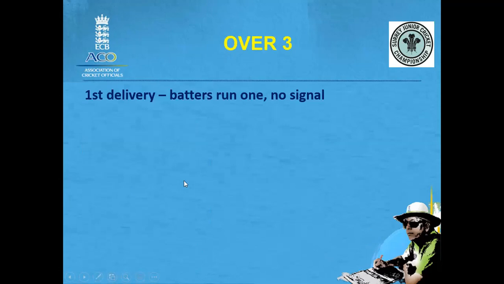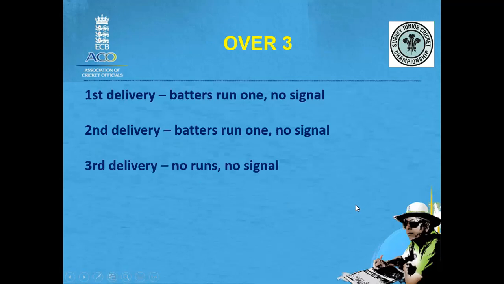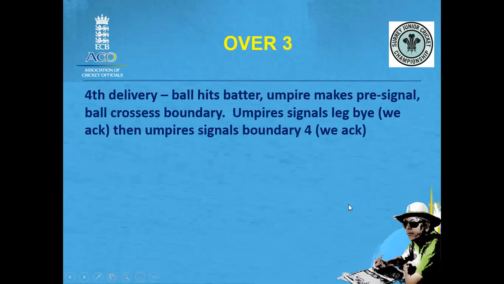Third over, first delivery, batters run 1 and there is no signal. Second delivery, batters run 1 and there is no signal. Third delivery, no runs, no signal. Fourth delivery, ball hits the batter, the umpire makes the pre-signal, ball crosses the boundary.